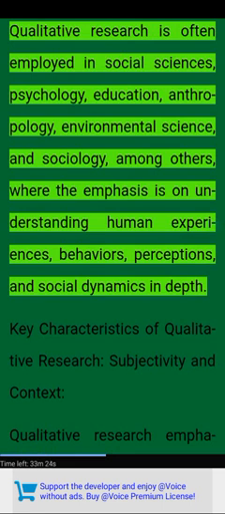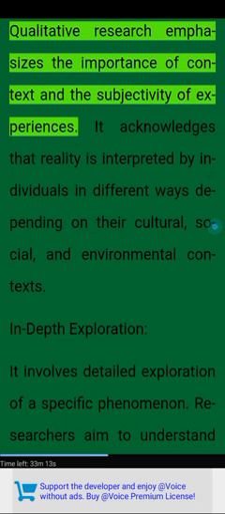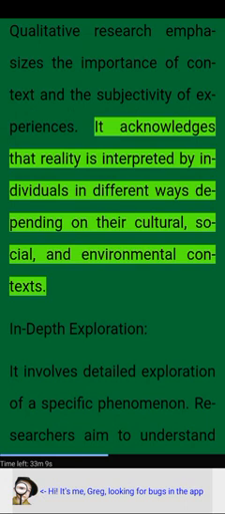Qualitative research is often employed in social sciences, psychology, education, anthropology, environmental science, and sociology, among others, where the emphasis is on understanding human experiences, behaviors, perceptions, and social dynamics in depth. Key characteristics of qualitative research: subjectivity and context. Qualitative research emphasizes the importance of context and the subjectivity of experiences. It acknowledges that reality is interpreted by individuals in different ways depending on their cultural, social, and environmental contexts.